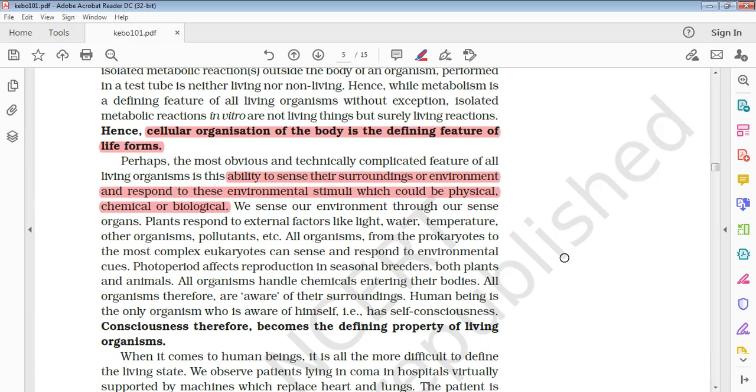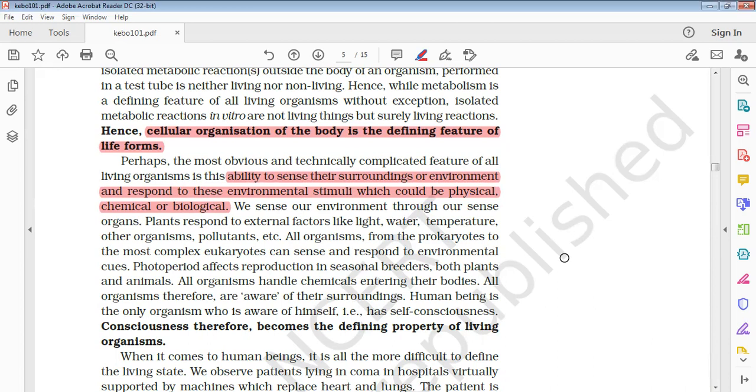Okay, so all organisms from the prokaryotes to the most complex eukaryotes can sense and respond to environmental cues. Photoperiod effects, reproduction in seasonal breeders, both plants and animals. So that is another topic known as photoperiodism that we will learn later. So that is also something that is related to the environment, that is the surroundings. Whatever changes occur in the surroundings, that in turn affects the reproduction of certain seasonal breeders like plants and animals.